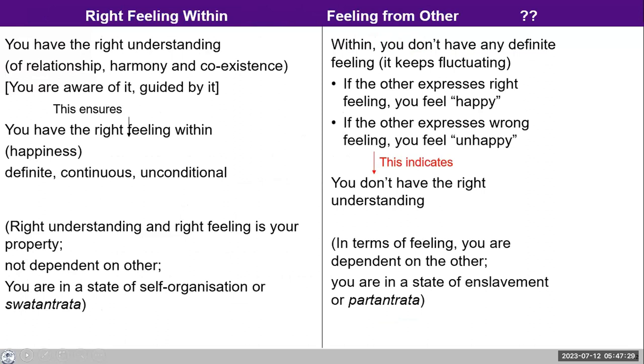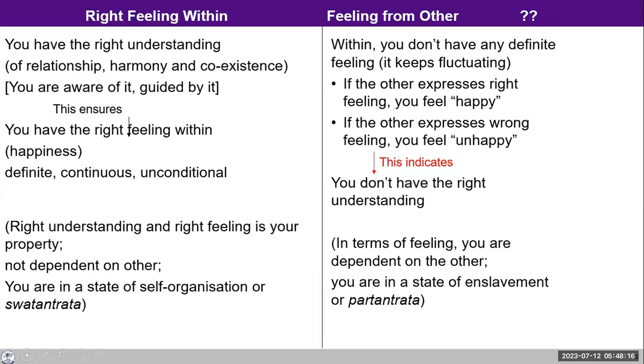If I don't have the right understanding, I'm not able to see the significance of the relationship with the other human being. So I may not have the right feeling within me, and I may be looking for happiness from the other. The other should be nice to me, should talk to me nicely, should not shout at me. All this I am expecting from the other.